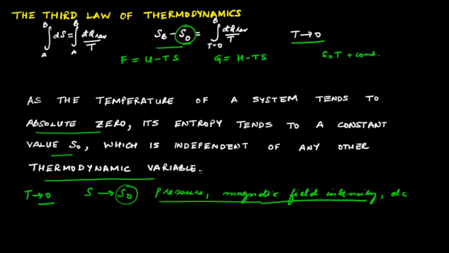This value may not be 0, but we may assign a constant value to this S0 equal to 0, so that the entropy of every substance becomes normalized in an absolute way. But this is not a strict requirement. We'll just simply assign a value of S0 equal to 0. And if we do so, then it also removes the indeterminateness in the potentials F and G. And this formulation was given by Max Planck.